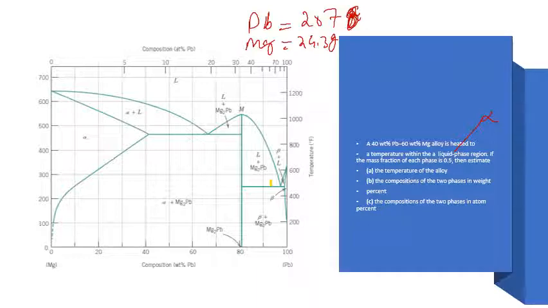Okay, so at 40% weight composition of liquid, we will go off at the liquid plus alpha region, right? Okay, so here we go. And we will draw a tie line which will divide the alpha plus beta region into half and half, because we are given that each phase is 0.5, right? So this is approximately the half.